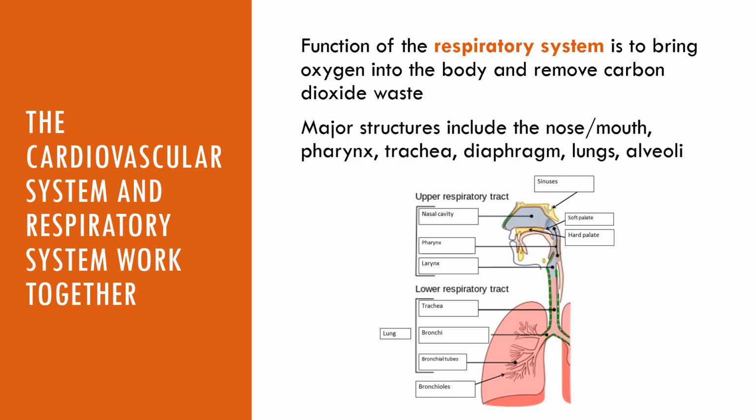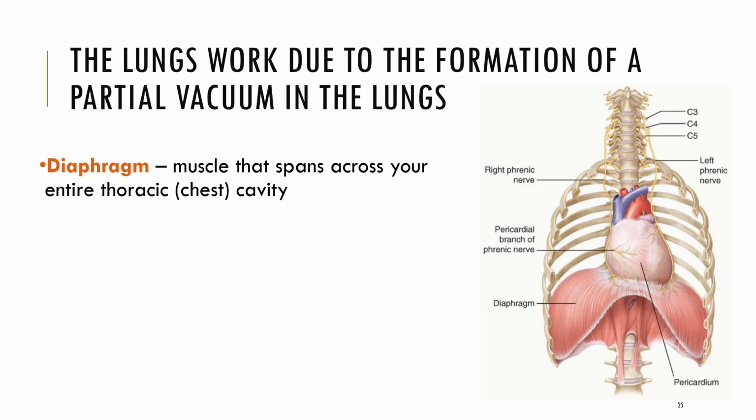So the major structures are our nose and mouth, obviously, our pharynx and our larynx and the soft palates in our mouth and throat, the trachea, the diaphragm, the bronchioles, the lungs, the alveoli. So we have a lot of parts when it comes to our respiratory system, but we're only going to go over a few. The way that our lungs work is because of a strong, large muscle called the diaphragm. This is going to span across your entire chest, your thoracic cavity.